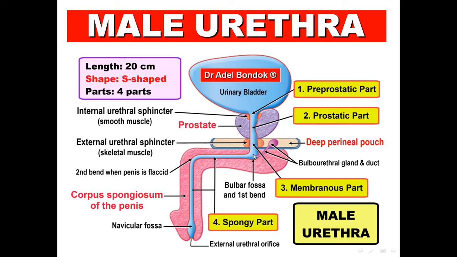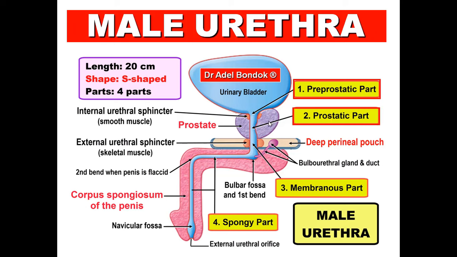This is the male urethra. The male urethra is about 20 centimeters long. It is S-shaped, okay? It is divided into four parts. The first part is called the pre-prostatic part. This pre-prostatic part lies between the prostate and the neck of the urinary bladder. And this pre-prostatic part is surrounded by the internal urethral sphincter.